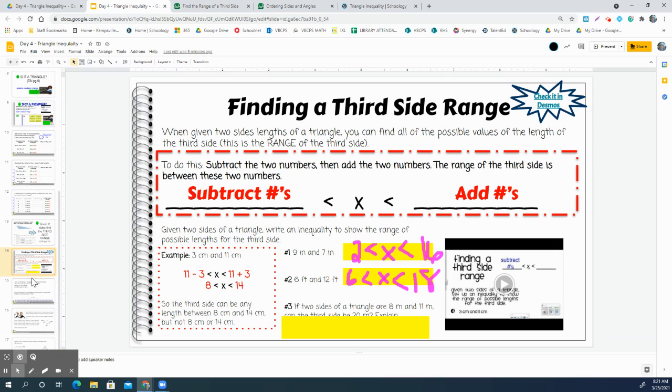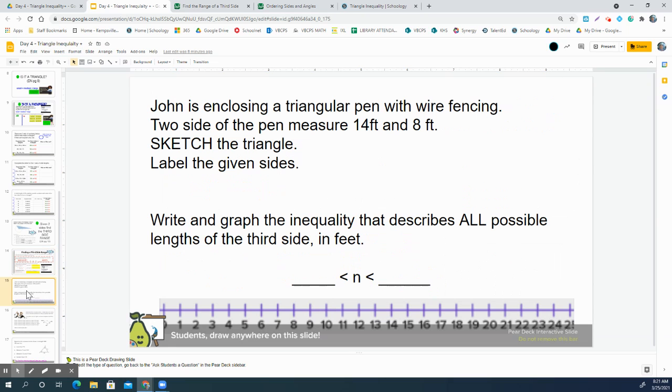It's been a lot today. Let's look at slide 15. I want you to try it here. John is enclosing a triangular pen with wire fencing. Two sides of the pen measure 14 and 8.